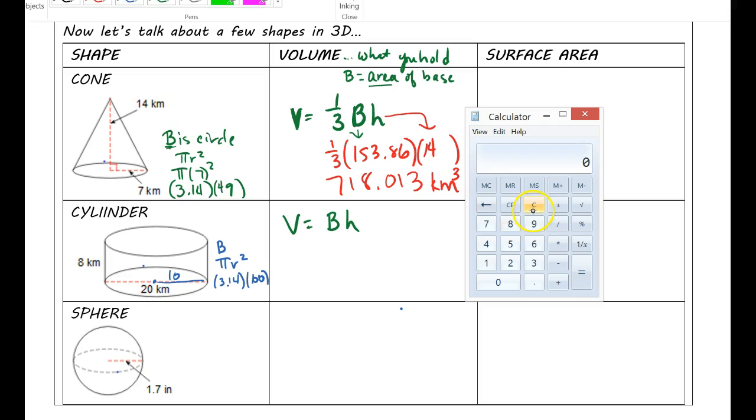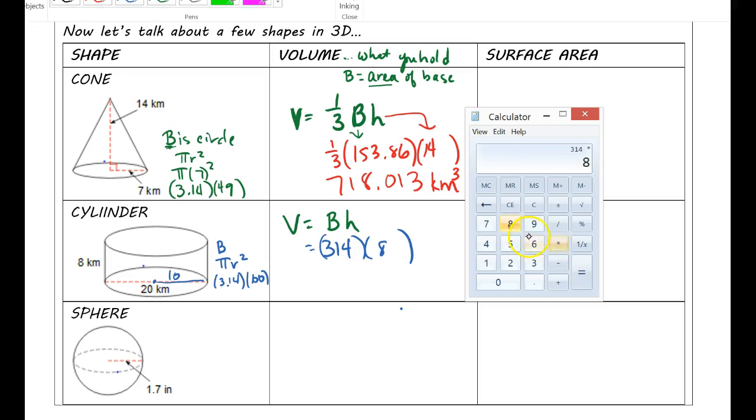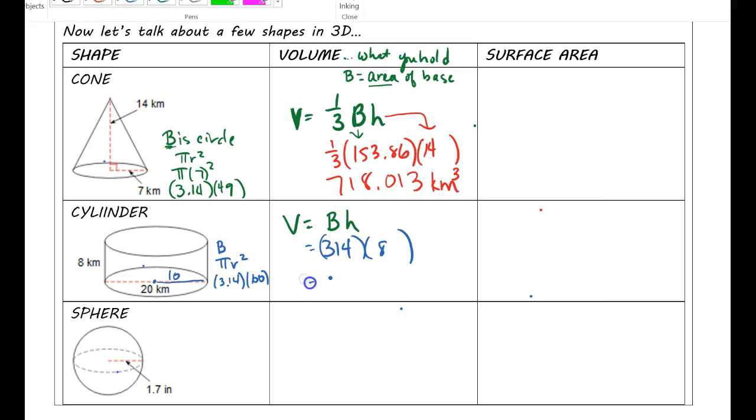You may already know it if you understand quick ways to multiply by 100, which a lot of people do, but if not, just type it in. It's 314, okay? So volume in this problem is going to be the big B, 314, times the h. Well, the h is how tall this is, just like above. And so we're going to go times 8, and I'm getting 2512. And this was kilometers again, and it's cubed again because it is volume.